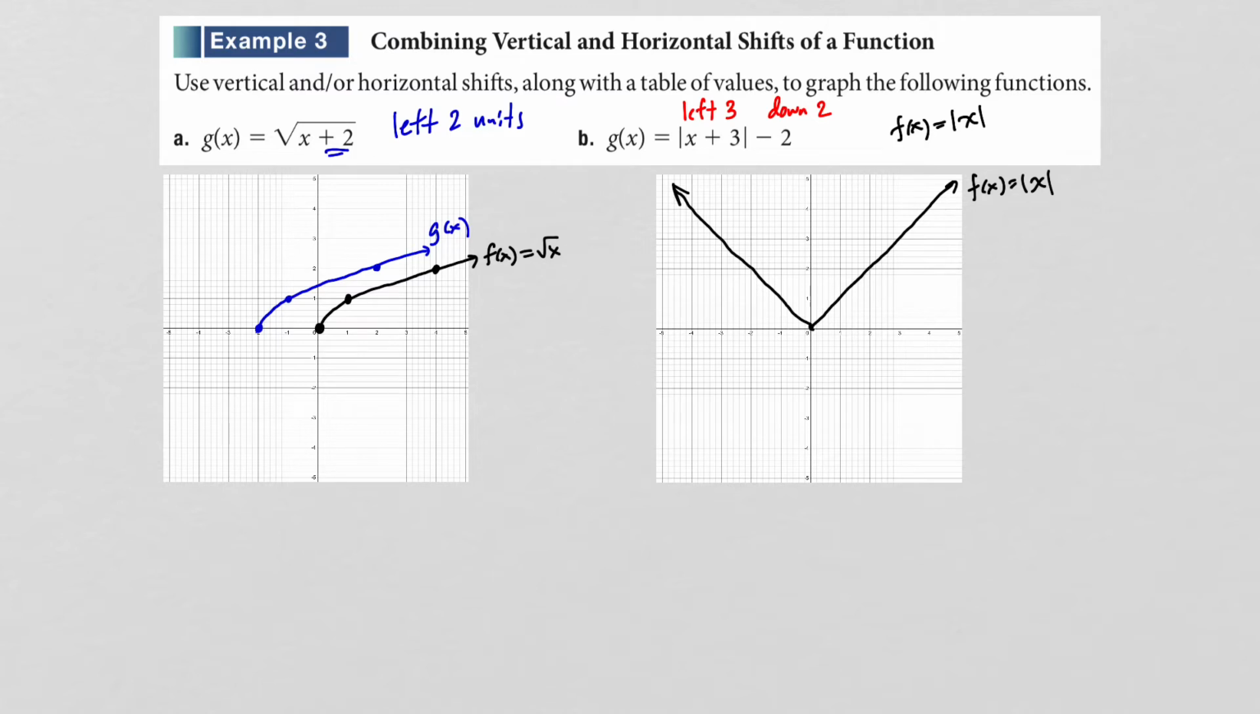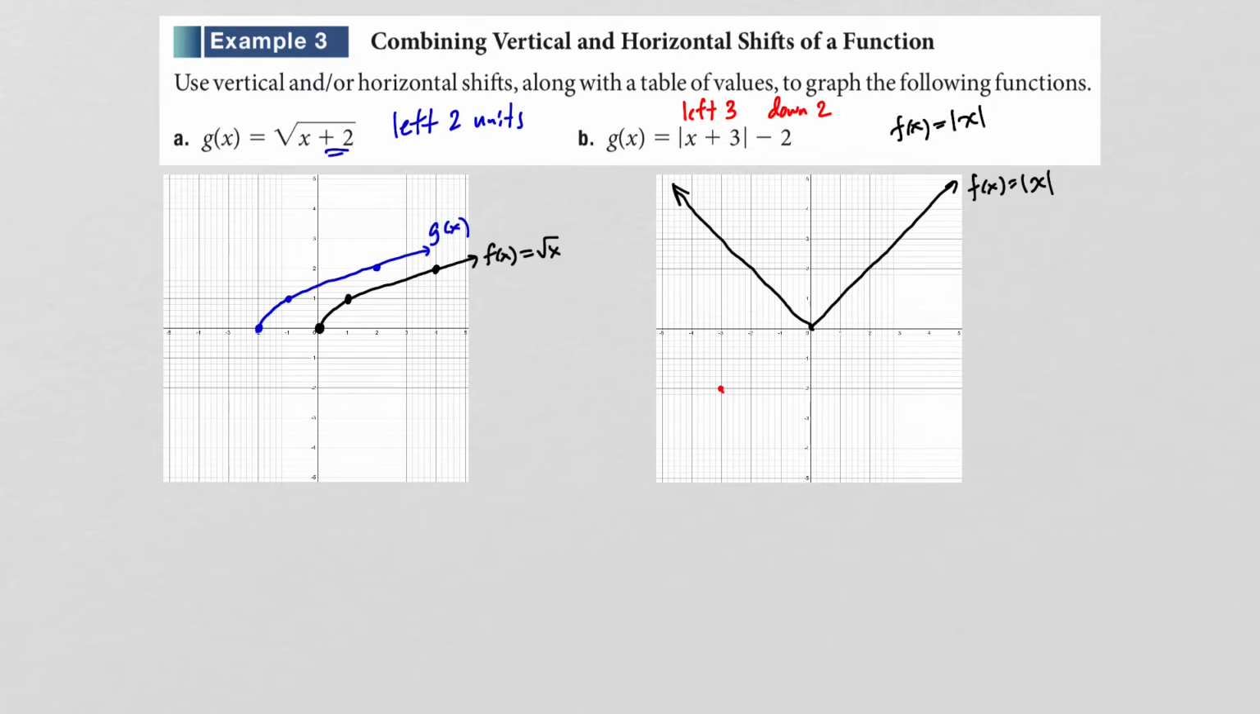So if I take every point on this graph here, and I shift it to the left 3 units and then down 2 units, we will get a new graph. So let's think about starting with the point 0, 0. If we shift that point to the left 3 and then down 2, this is where that new point will be. So we'll put a point here.